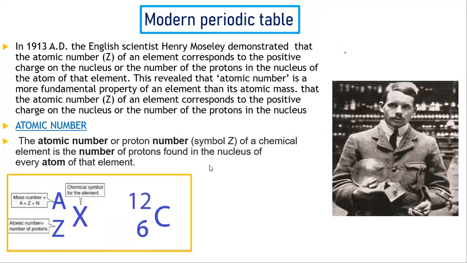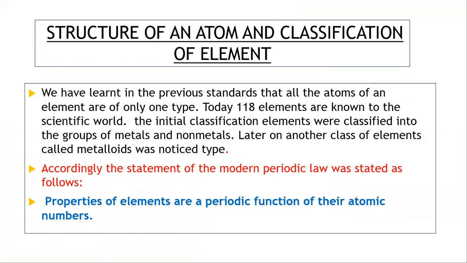What is atomic number? Atomic number means the number of protons present in the nucleus of an atom, or the number of electrons in an atom. The number of protons and electrons in an atom are equal. That is why an atom is electrically neutral. If the atomic number of an atom is 6, it means it consists of 6 protons and 6 electrons. Now, the structure of an atom. We know the structure of an atom.